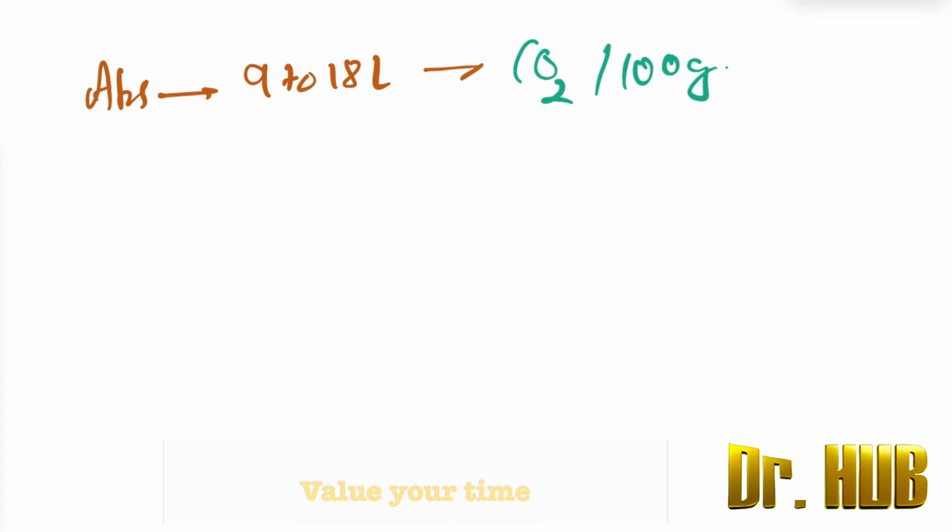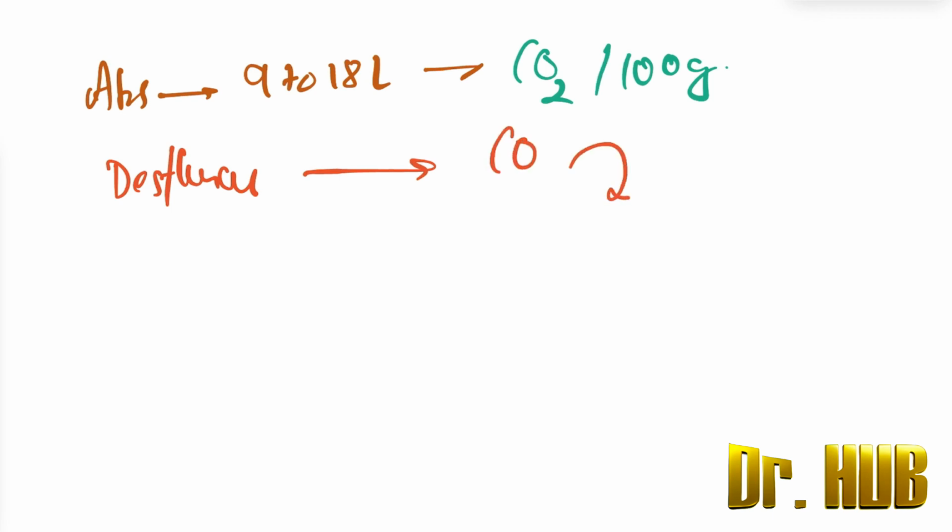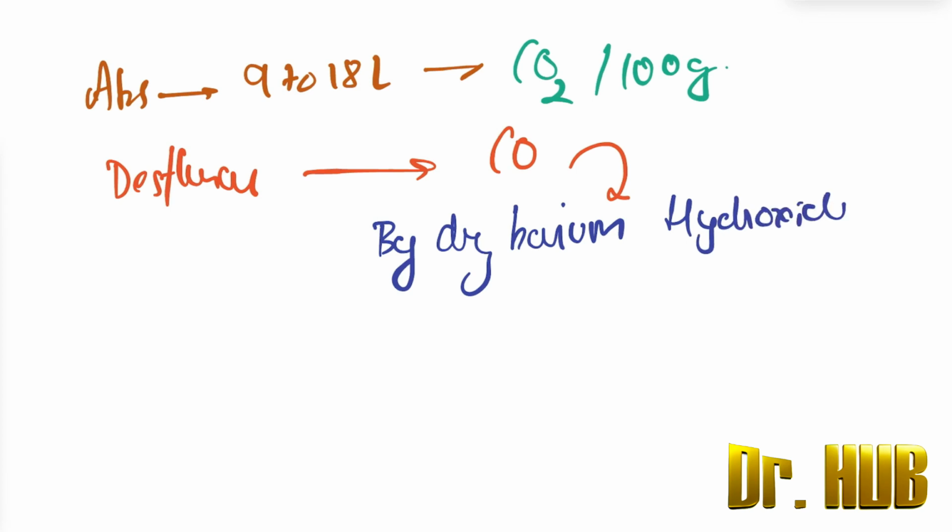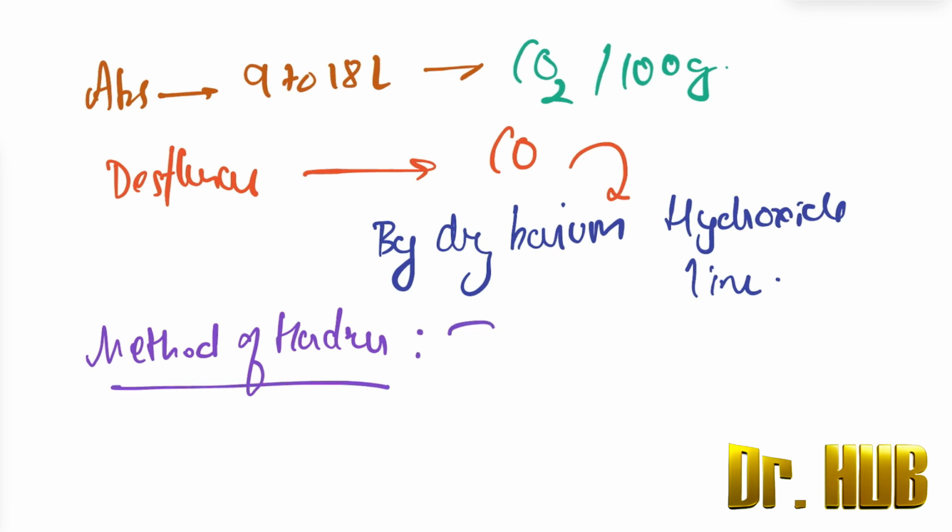The desflurane can be broken down to carbon monoxide by a dry barium hydroxide lime. So what is the method of hardness? The method of hardness is nothing but the water of crystallization.